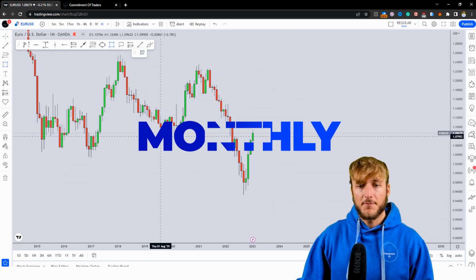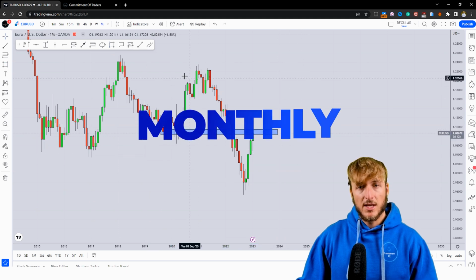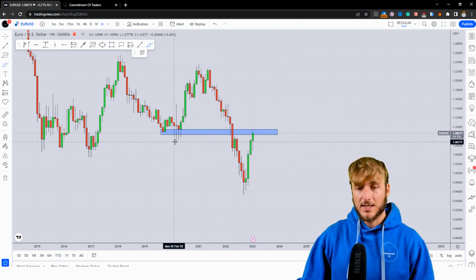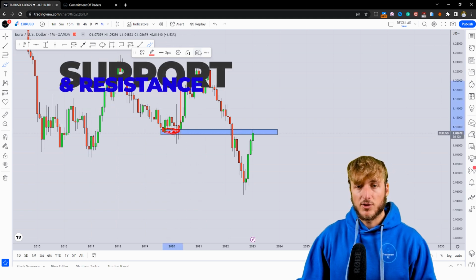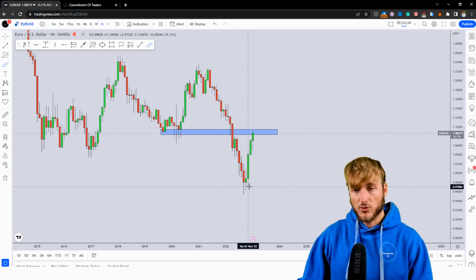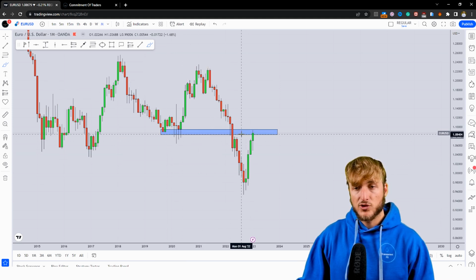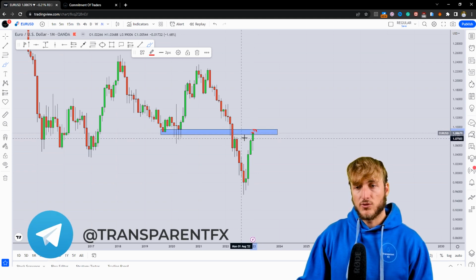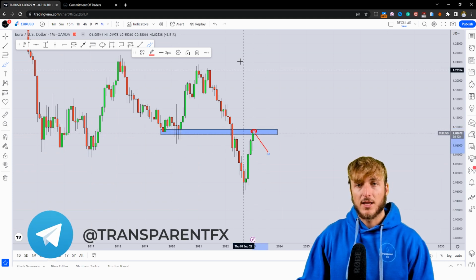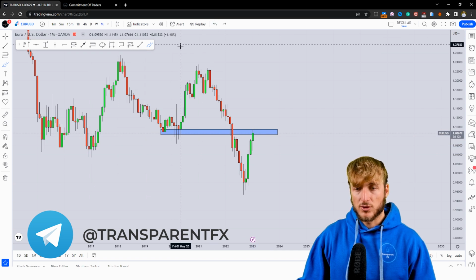Now, starting from the monthly time frame, what we can see is that at the moment we are currently testing a very strong area of previous monthly support. In fact, from here, all this move to the upside was created, which the market broke to the downside, and at that point, all that previous support was turned resistance here. Now, as we're testing previous support and resistance, we could expect a potential rejection to the downside.